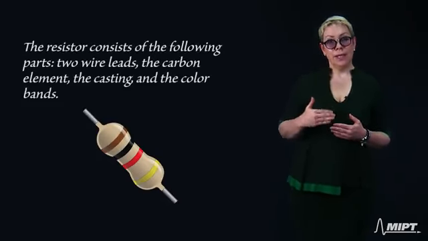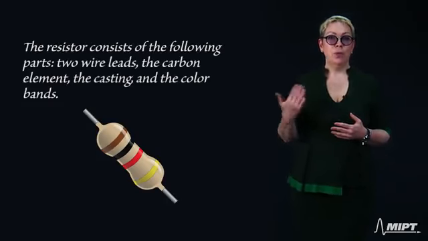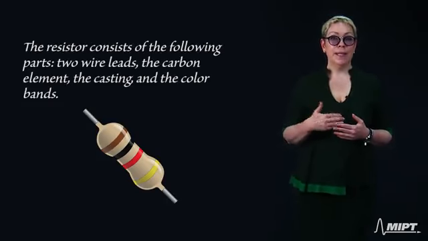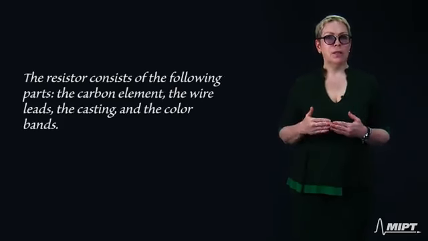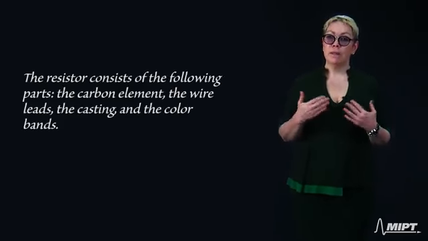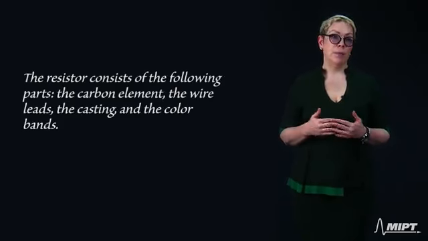Using this approach, you might write the final sentence of the introduction as follows. The resistor consists of the following parts: 2 wire leads, the carbon element, the casting, and the color bands. Or if you are using, for example, an inside-out spatial approach, the final sentence of the introduction might read this way. The resistor consists of the following parts: the carbon element, the wire leads, the casting, and the color bands. Both approaches are fine as long as they are logical and make sense to the reader.